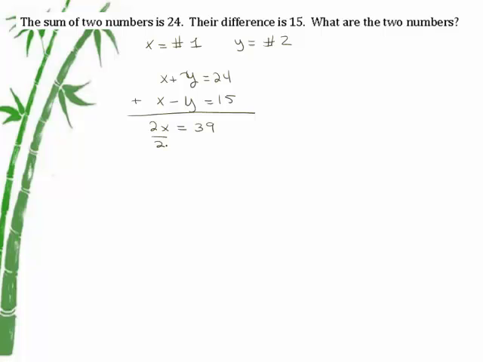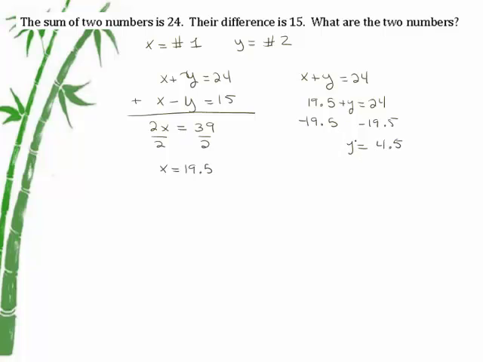Dividing by 2, I will get that x is equal to 19.5. Now I know that x plus y is equal to 24. So if I plug in 19.5 for x, I subtract 19.5 from both sides, and I'm going to get that y is 4.5.